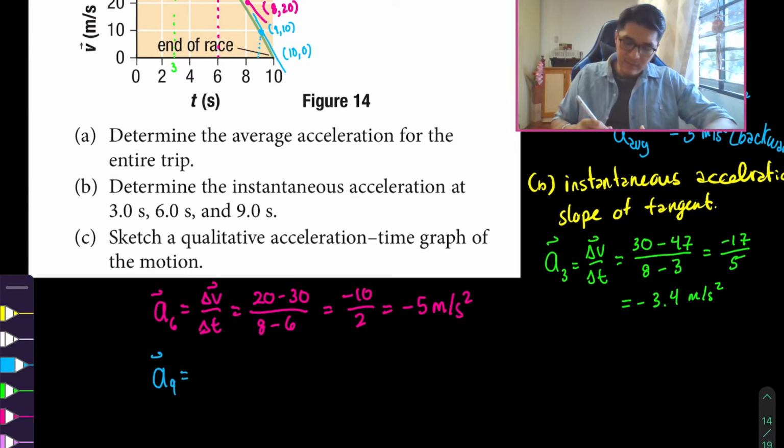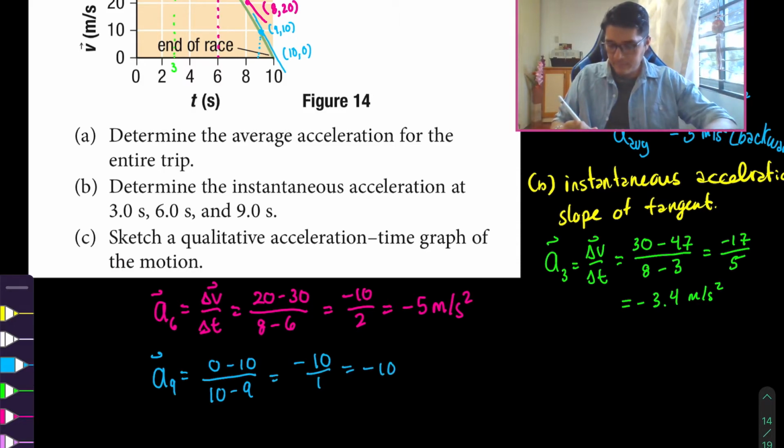So the instantaneous acceleration at the 9 second mark is going to be 0 minus 10, over 10 minus 9. Right? So in this case we get negative 10, which we expected to be negative, and we expect it to be bigger than negative 5, because at the very end this graph is changing its velocity very rapidly. So the acceleration should be at the highest at that area.